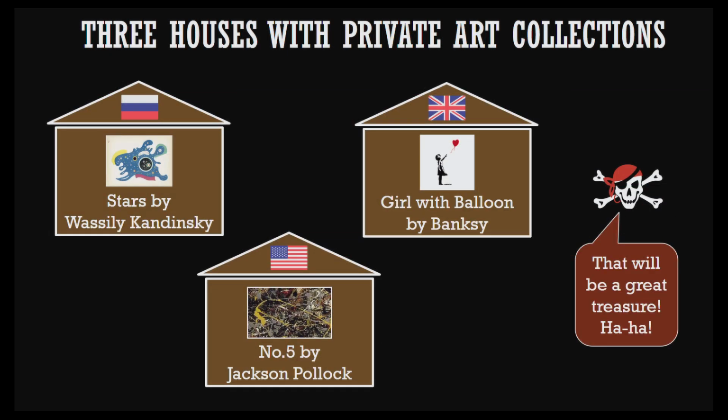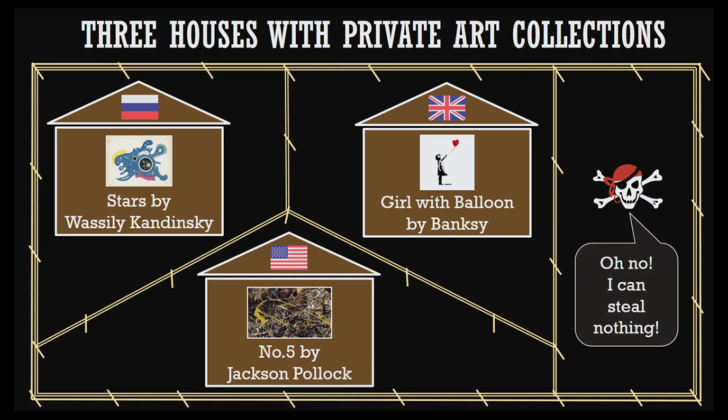Let's add one more treasure house to our criminal story. Let it be an American house full of Jackson Pollock paintings. Now we have 3 houses with 3 private art collections, and the attacker is more motivated. So to protect these houses, we need to build at least a fence. It helps to prevent attackers' access and also isolates the 3 houses from each other as well.